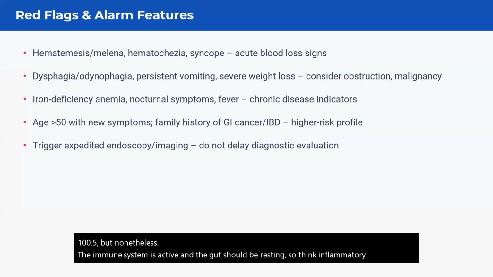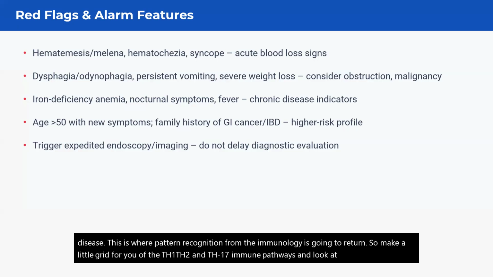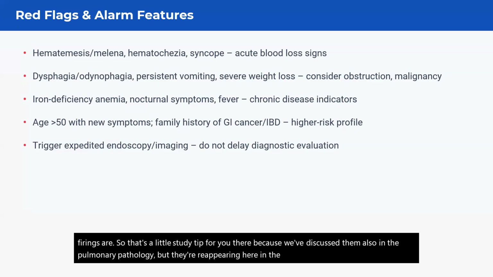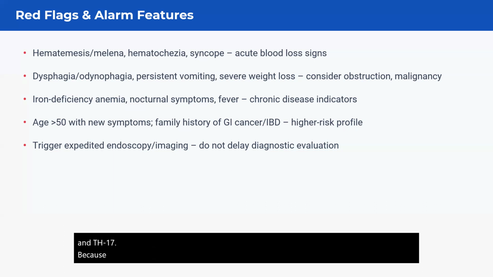This is where pattern recognition from the immunology is going to return. So make a little grid for yourself of the Th1, Th2, and Th17 immune pathways and look at what those common firings are. That's a little study tip for you, because we've discussed them also in the pulmonary pathology, but they're reappearing here in the gastrointestinal. So that's the Th1, Th2, and Th17, because what we're seeing here is this is orchestrating this chronic mucosal injury with respect to the GI tract.